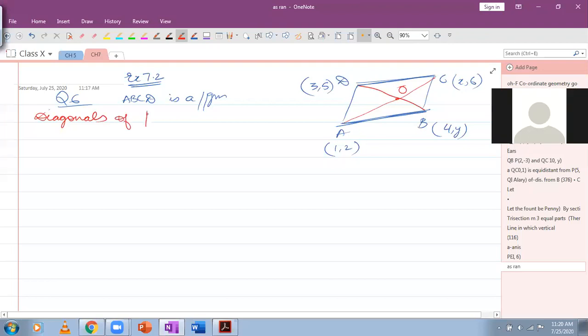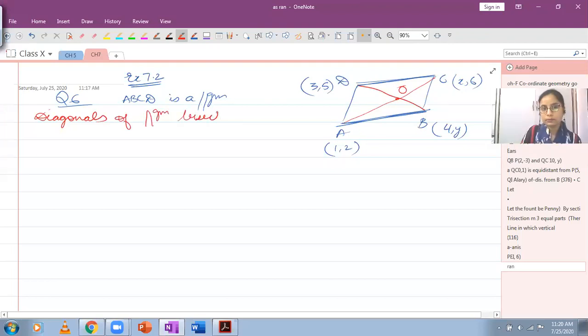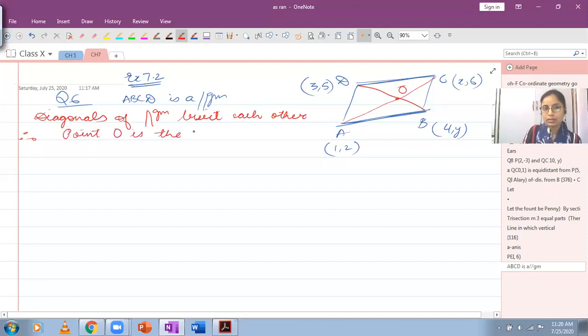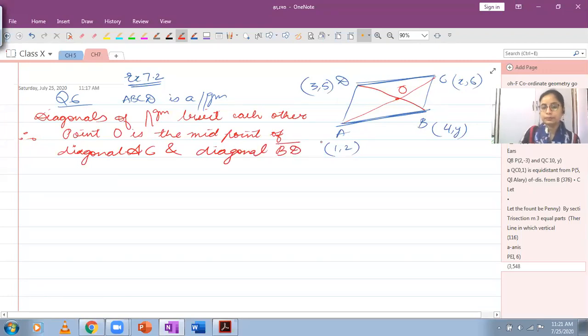Diagonals of parallelogram bisect each other. Therefore, point O is the midpoint of diagonal AC and diagonal BD. So I'm going to consider both options here.